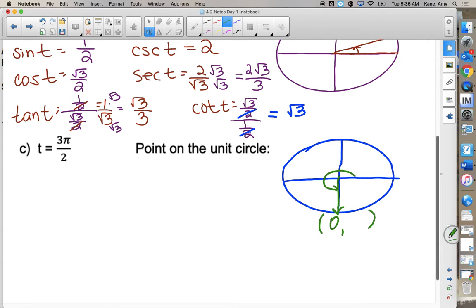Nick, what's the point at 270? 0, yeah. Remember, you're down now. That's why the y is negative. So 0 and negative 1. And now I have my ordered pairs so that we can get those 6 trig functions.